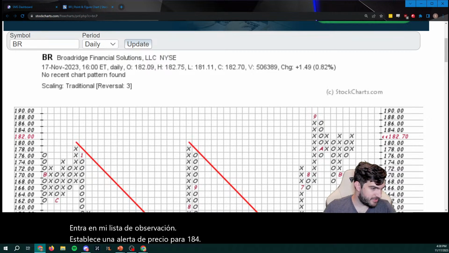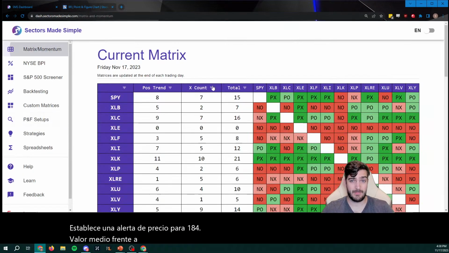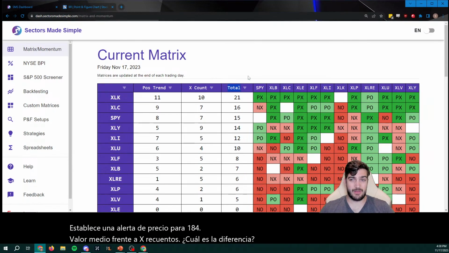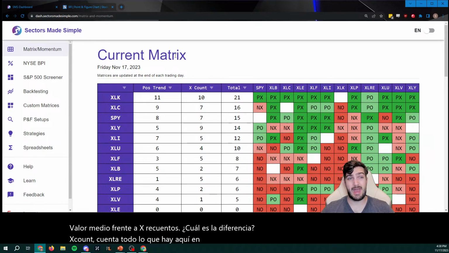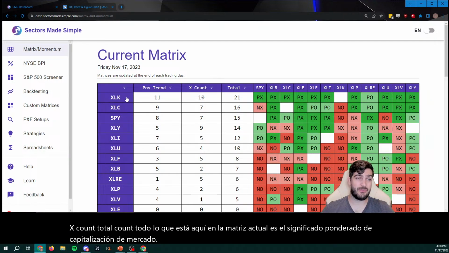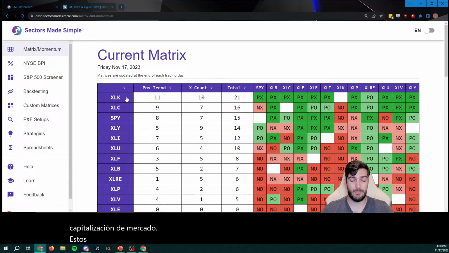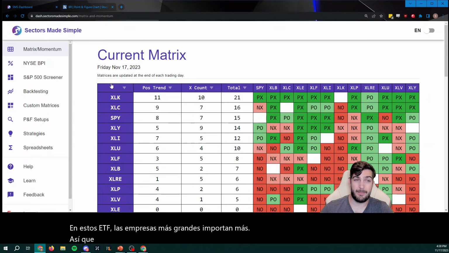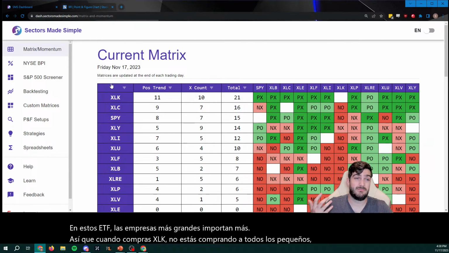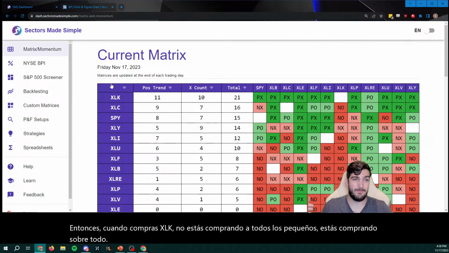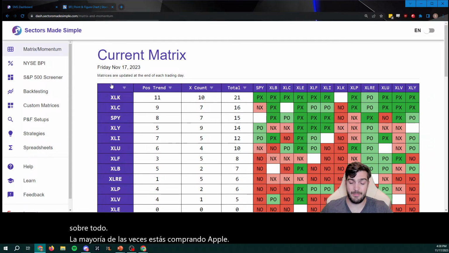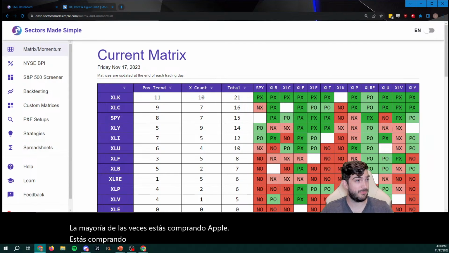Average value versus X count. What is the difference? X count, total count, everything here on the current matrix is market capitalization weighted. Meaning, these ETFs, the bigger companies matter more. So when you're buying XLK, you're not buying all of the little guys. You're mostly buying Apple. You're buying all of the big tech companies, Microsoft.